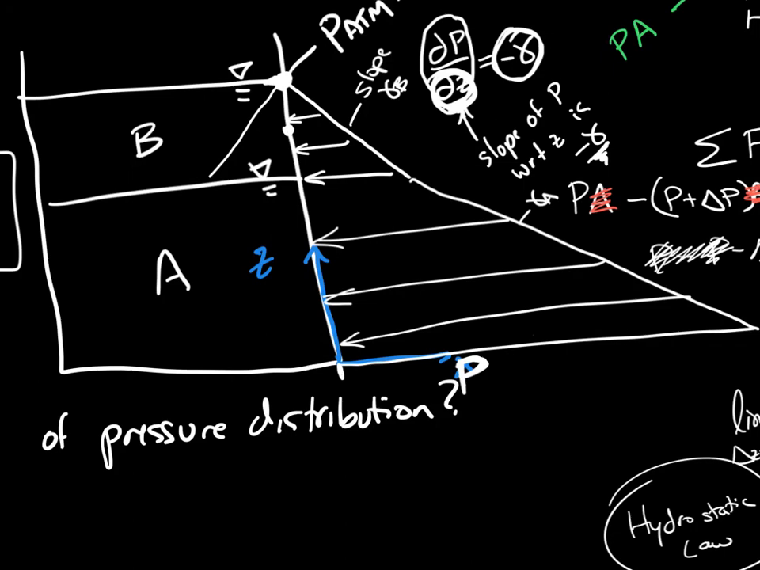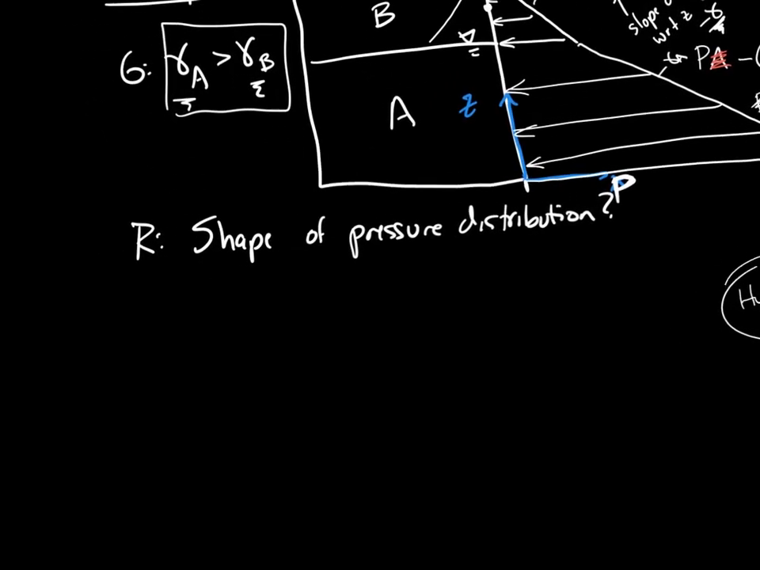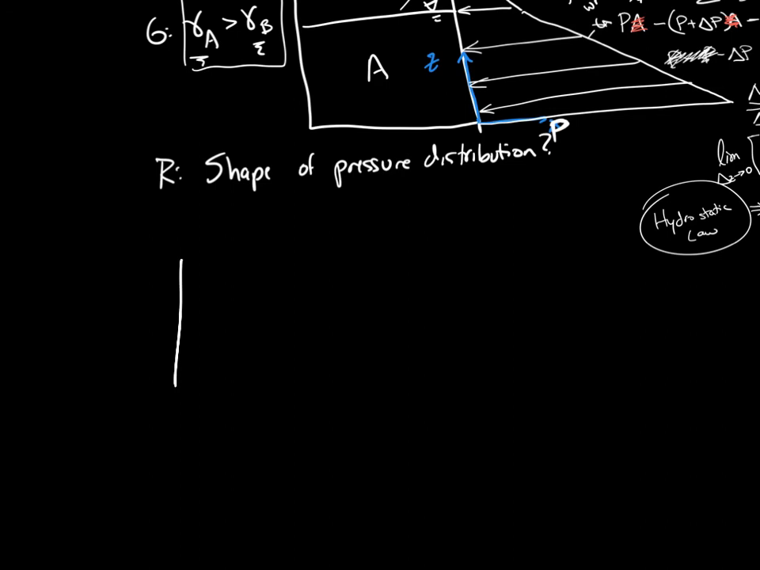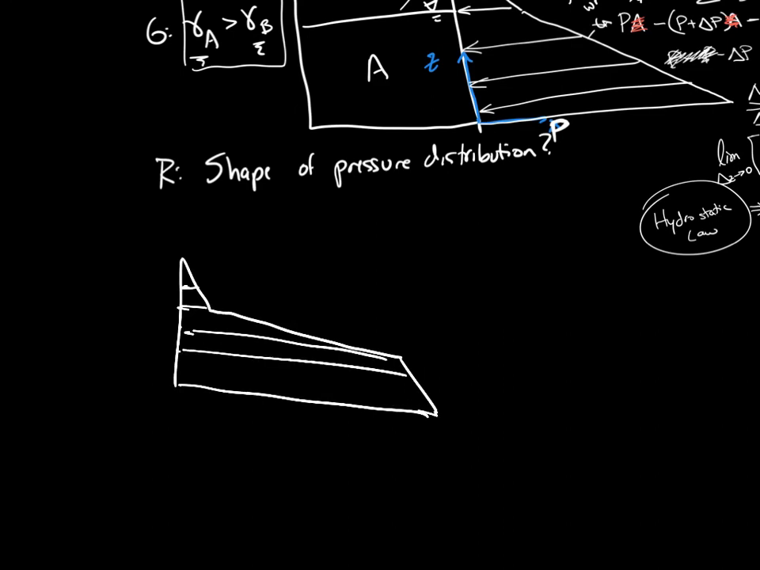One thing I will note: if I were to just draw a bunch of possibilities, let's suppose we had this. Let's imagine this is a pressure distribution. Is this possible? And the answer is no, this is not possible. And you're going to say, well, why? Why is that not possible?